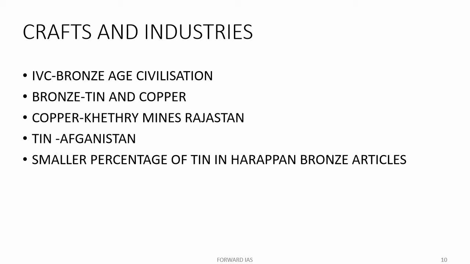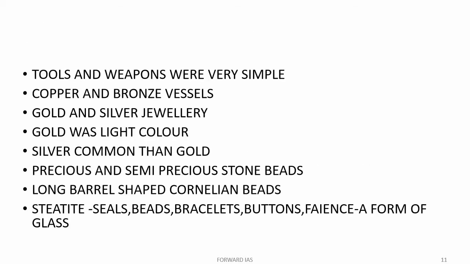Maybe this is because importing tin from Afghanistan and other regions was very expensive. They made small, very simple tools and weapons from bronze, and vessels were made out of copper and bronze. They used gold and silver jewelry, but the gold was very light in color, because the silver content was very high in Harappan gold. Silver ornaments were more commonly used than gold.